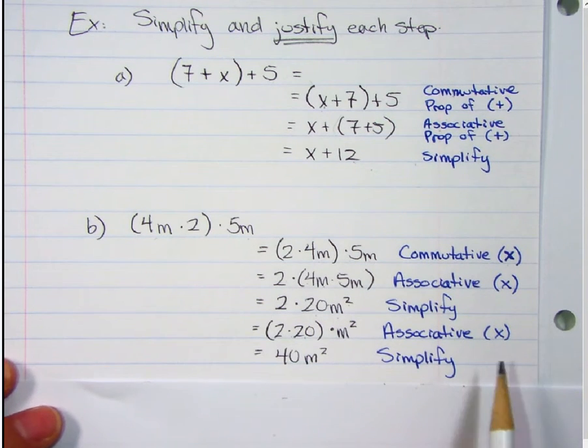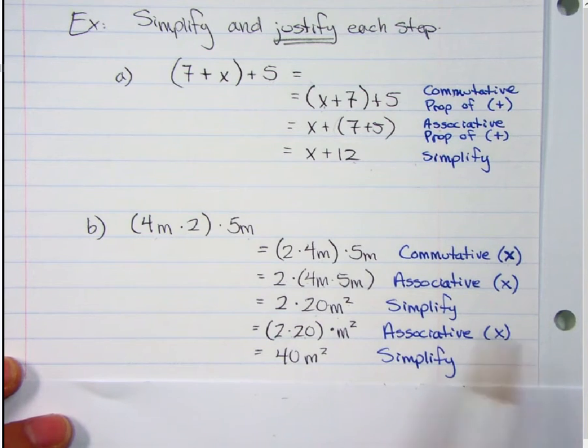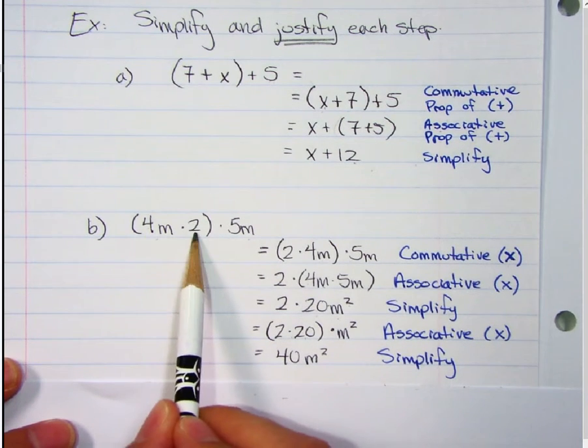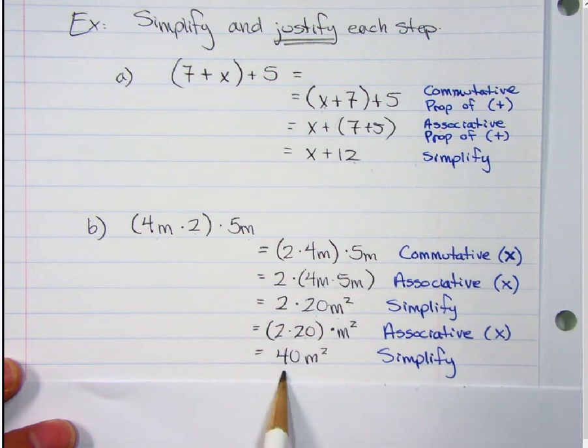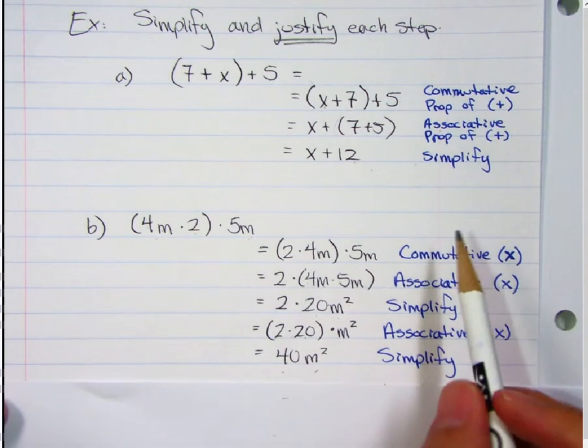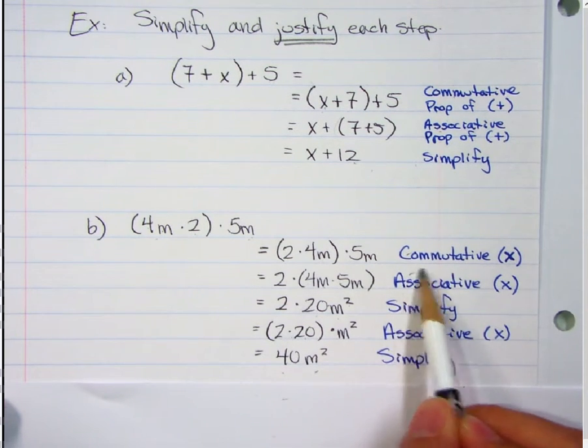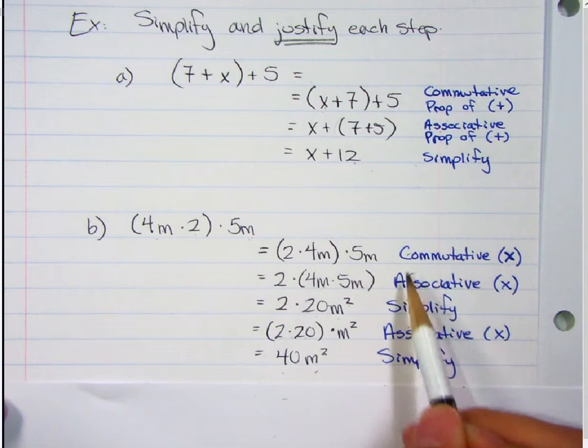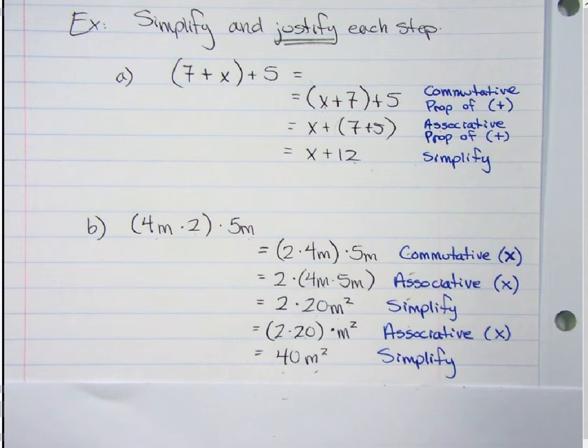Now, once again, I'm telling you, I know. You could say, look, Mr. Reynolds, I could see 4 times 2 times 5. That gives me 40, m times m squared. That's great. I appreciate that. That's fantastic. But you need to know that these are the properties that are happening in order for you to get there. Okay? So getting ready for some proofs later on.